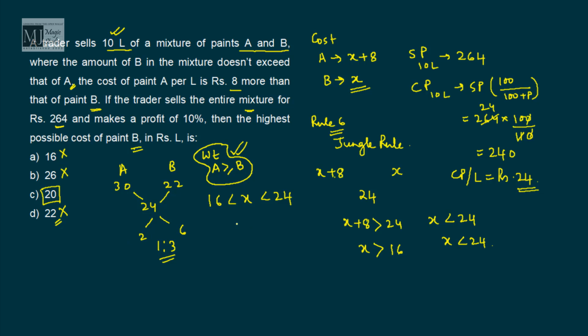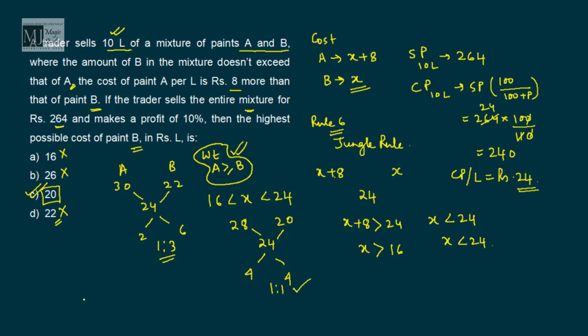Let's check this once. If x is 20, it is 28, 20, and the average is 24. Here difference is 4. Here difference is 4. That is 1 is to 1. Quite possible. Out of the given option, 20 best fits in.